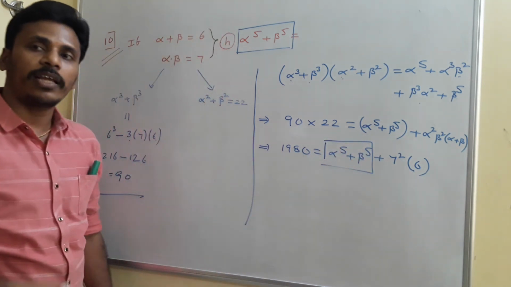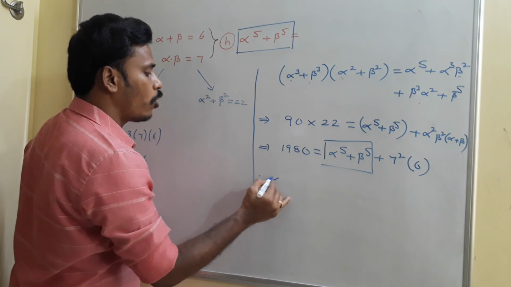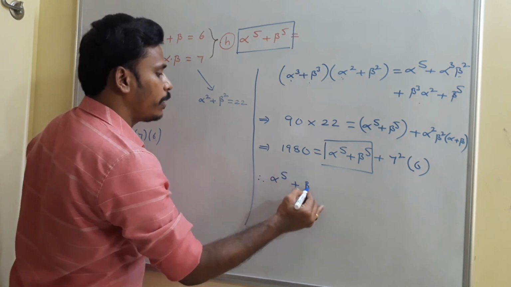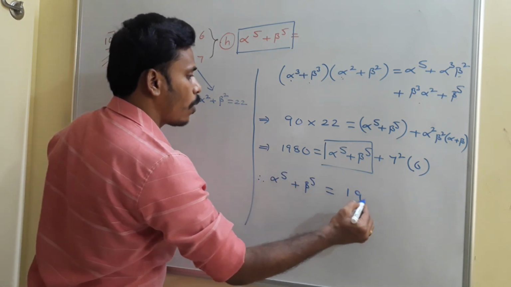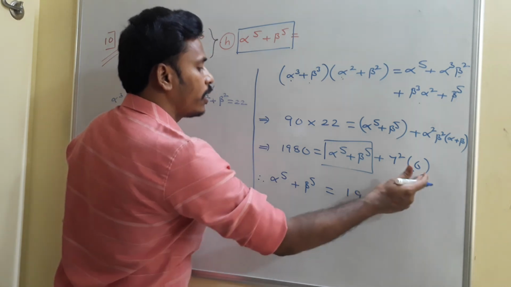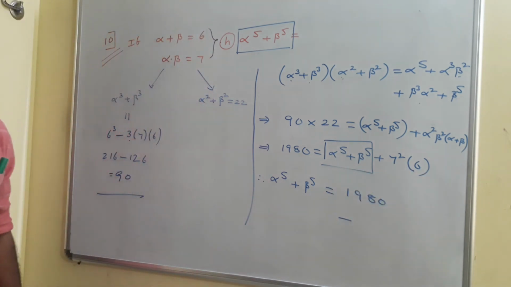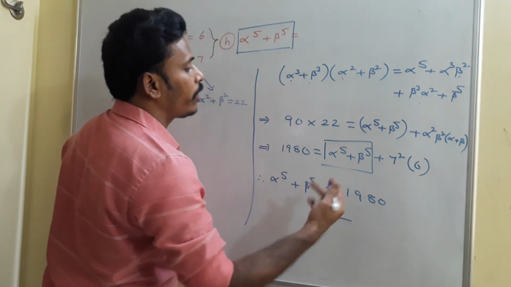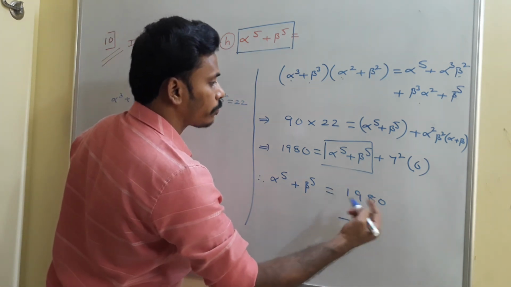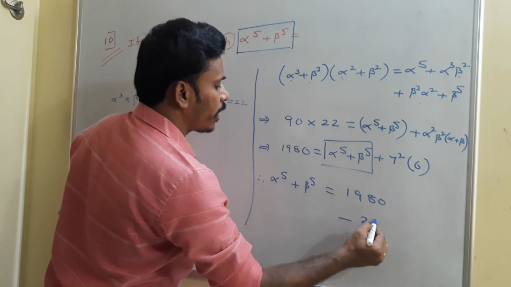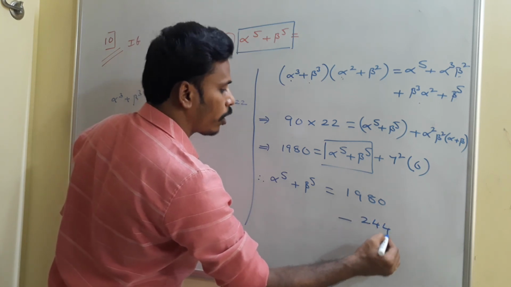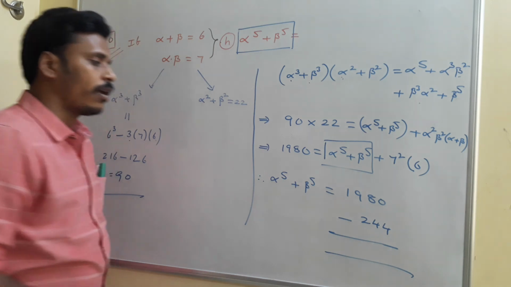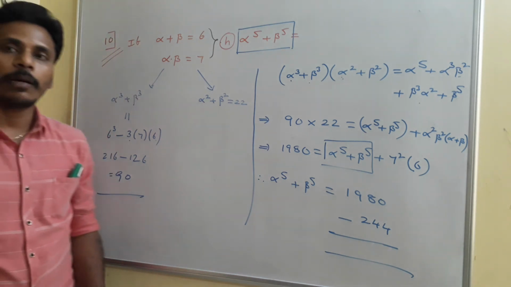Send this product 49 into 6 this side. Therefore, alpha power 5 plus beta power 5 is equal to 1980 minus this 6 into 49. 6 into 49, 6 into 50 is 300 and then we need to subtract 6, okay? 300 minus 6 is what? 244 and that is your answer, okay? For alpha power 5 plus beta power 5.